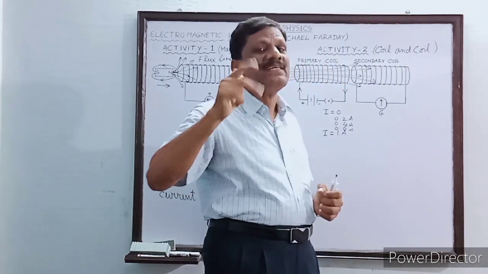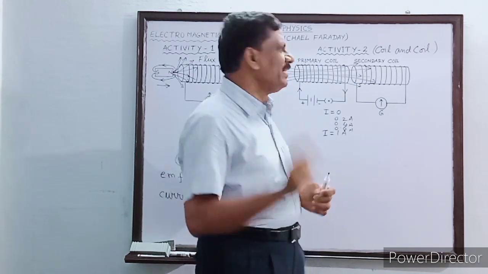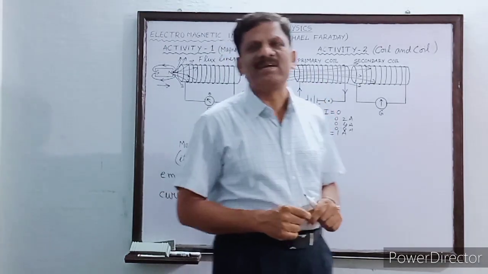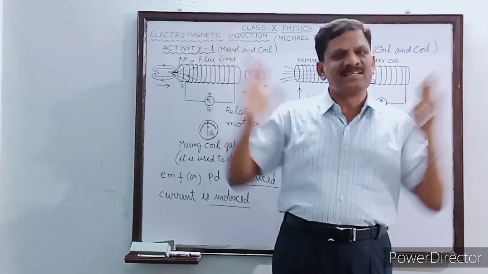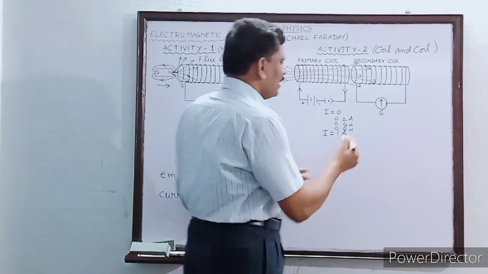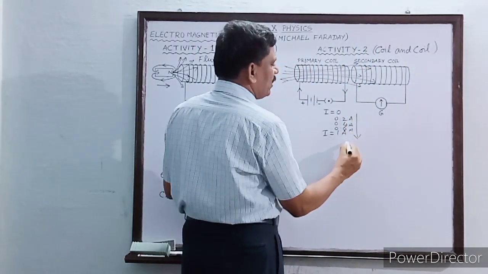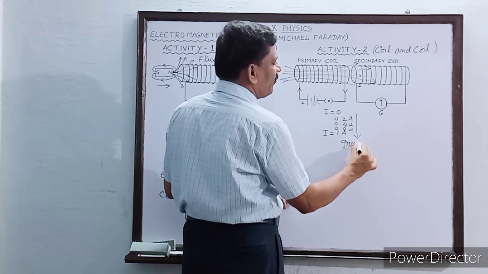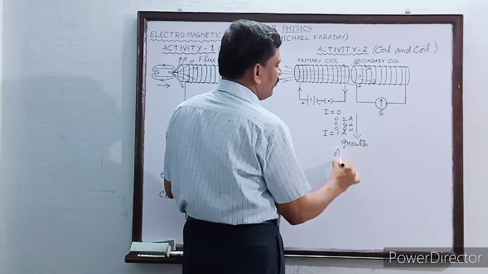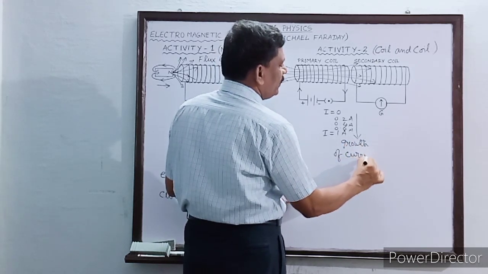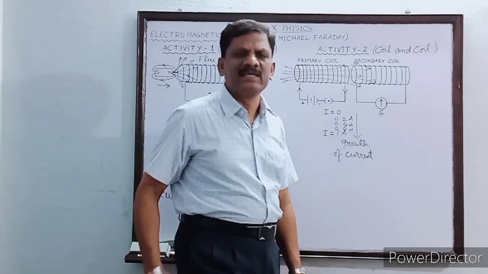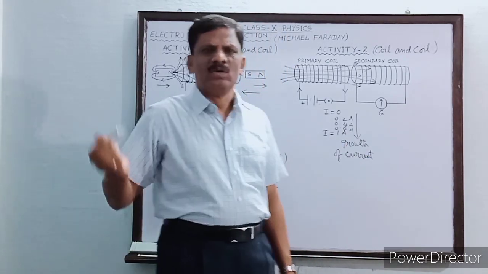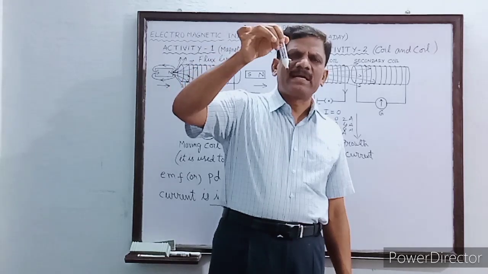During that change in current, the magnetic field associated with the primary coil also will change. Understand? So this change in current from 0 to maximum is called as what? Growth of current. Growth of current.